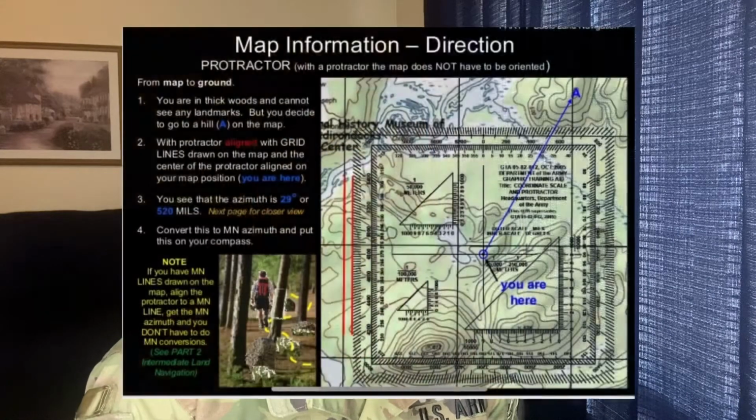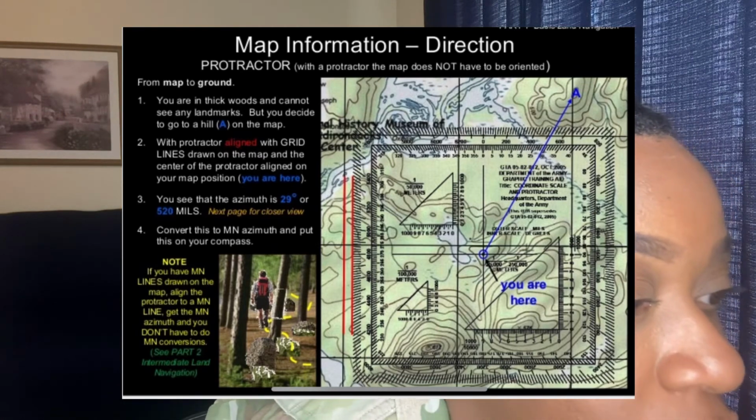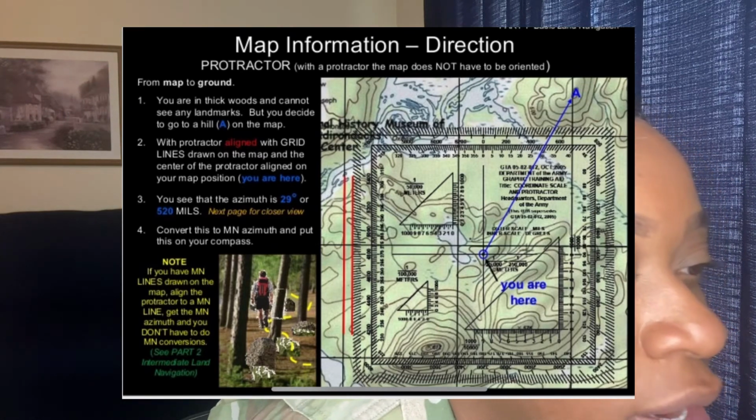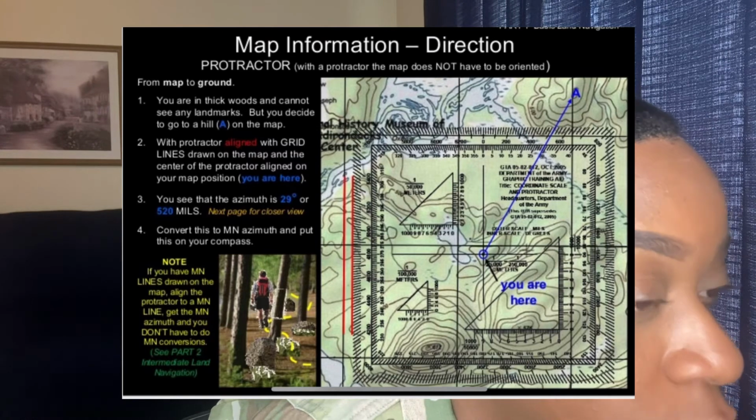For map to ground, you're in the thick of the woods and you cannot see any landmarks, but you decide to go to a hill. That's A on the map. So you are here in the blue and you're trying to get to A. With the protractor, you're going to line up with the grid lines, draw on the map, and the center of the protractor aligns with the map position you are at. You see that the azimuth is 29 or 520 mils. You're going to convert this to MN azimuth and put that on your compass. Basically, you're not going to move your compass, but leave it there. And once you get your straight line up through the darker lines at the top of your protractor, that says you're at 520 mils.